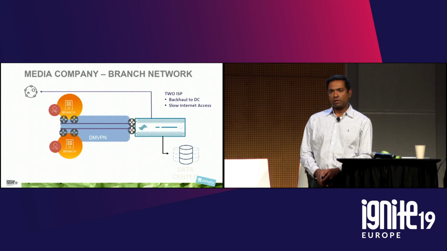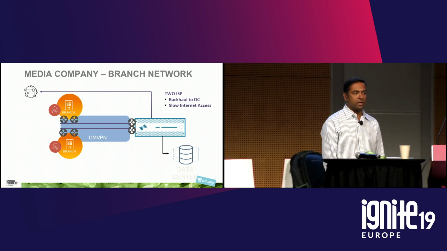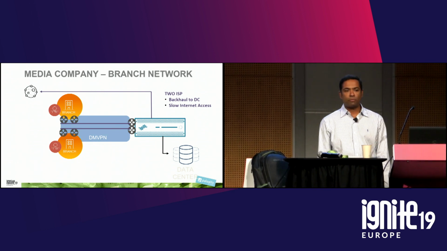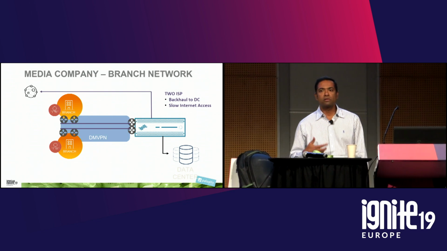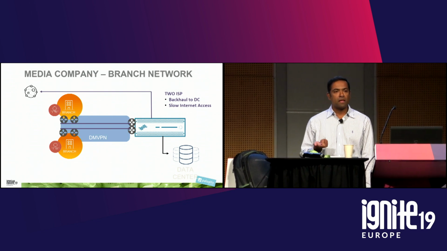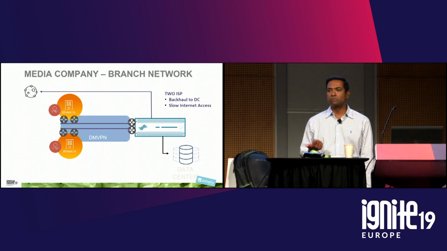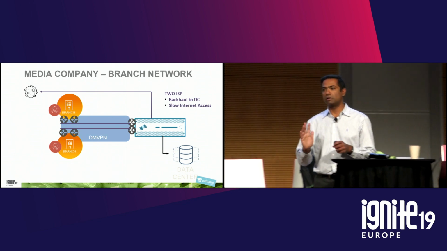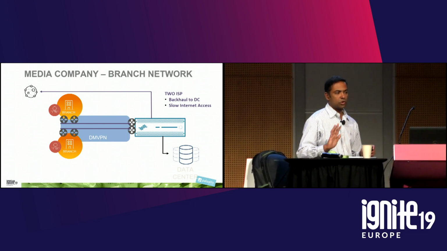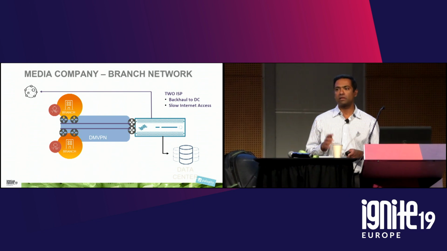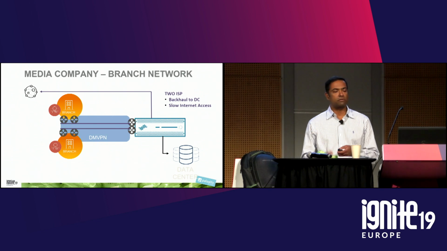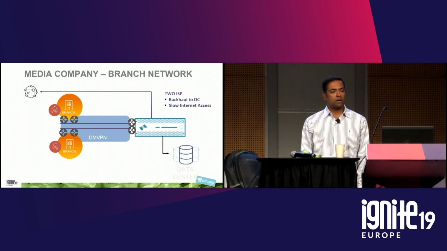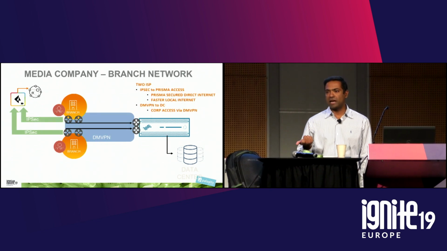So the second example, this is another media company, and this is what their branch topology looked like. Very common. They had branches with 2 ISPs, and they were backhauling everything to the DC for internet access and access to the business applications. They were running this entire framework over DMVPN. So pretty good. There's no problem with the networking aspect of it. The DMVPN was reliable, it's a good service. But the application access was slow.